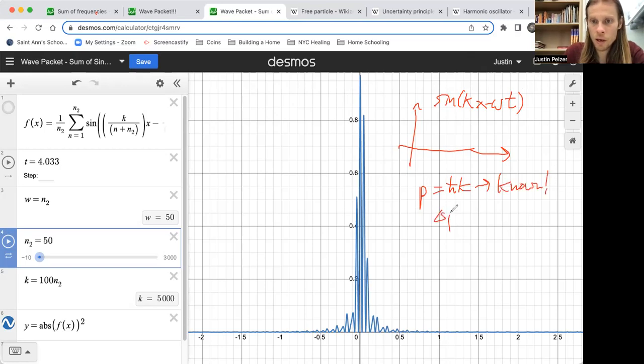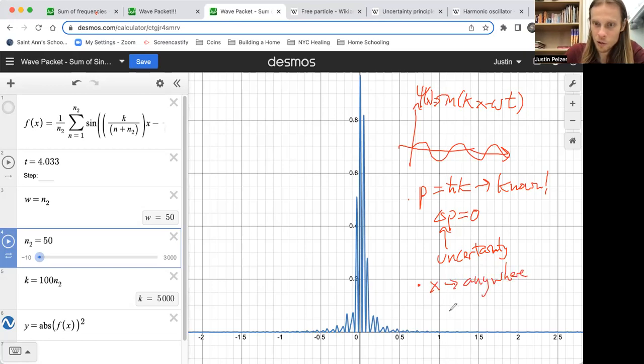In other words, the uncertainty, and this, by the way, is standard deviation for anybody who knows statistics, the uncertainty is 0. So if I have sine of kx minus omega t as the wave function, then I know its momentum. But I don't know its position. Its position is anywhere. So delta x is infinite.